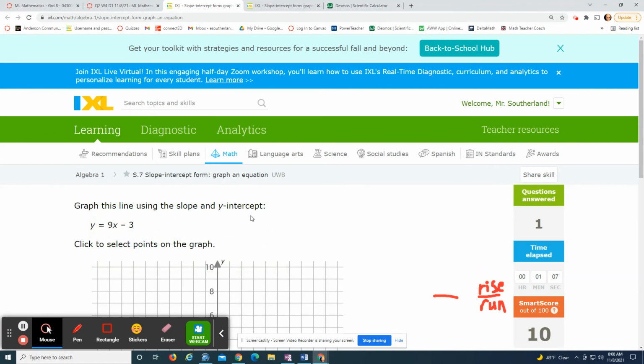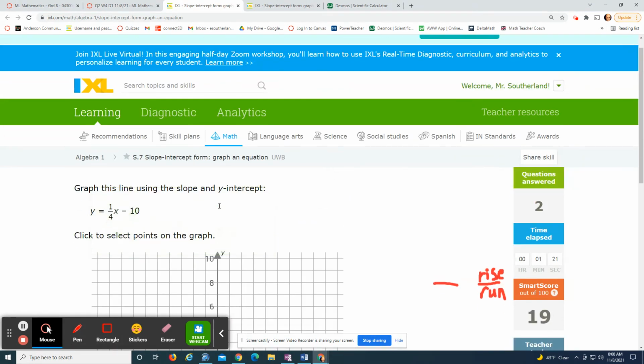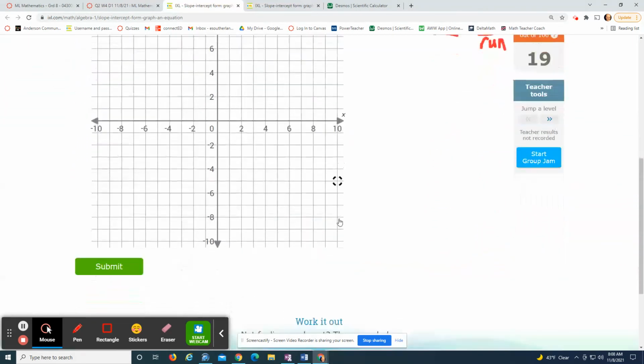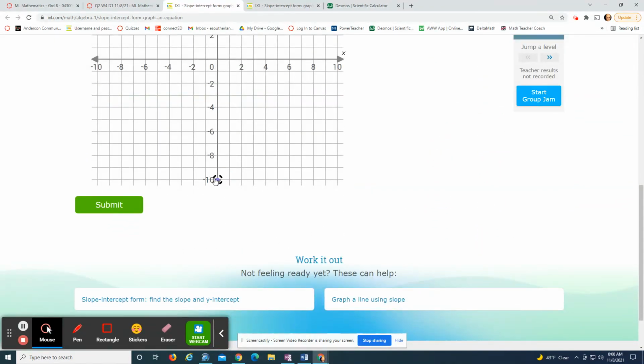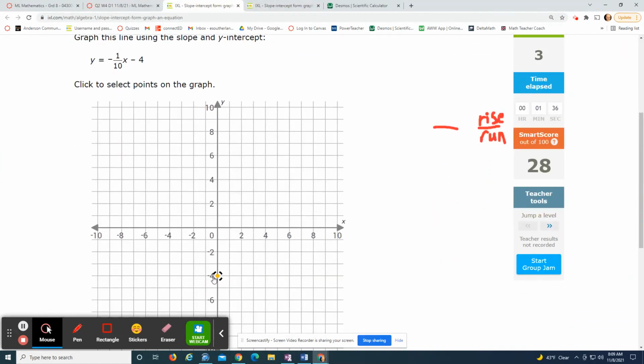And so you just keep doing this over and over again. So the B on this one says negative 3, which is right here. A positive 9 tells me to go up 9 and over 1 to the right. This one says negative 10 and 1/4. So we start at negative 10. A positive 1/4 says go up 1 and over 4. Negative 4 is my y-intercept. Negative 1/10 is my slope. So I start at negative 4. I go down 1 and over 10 to the right. If you notice, the negative tells you up or down. The bottom number of the run is always going to go to the right.